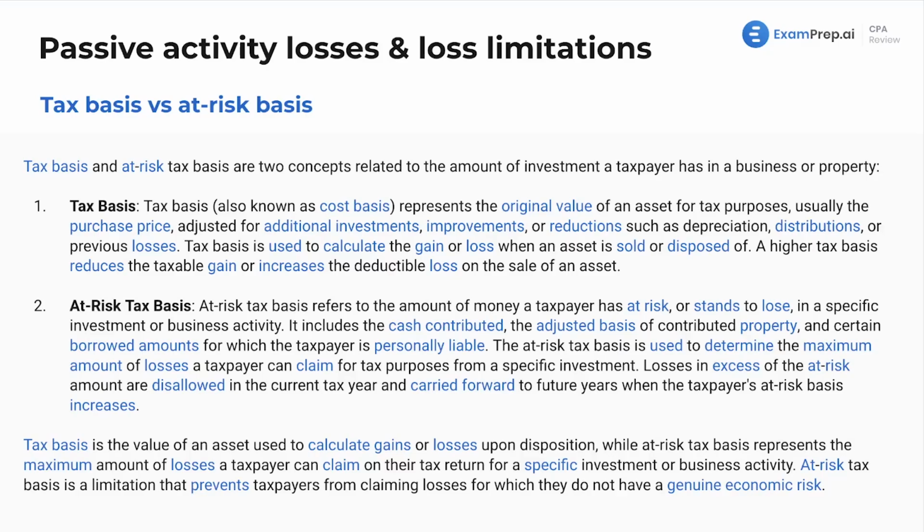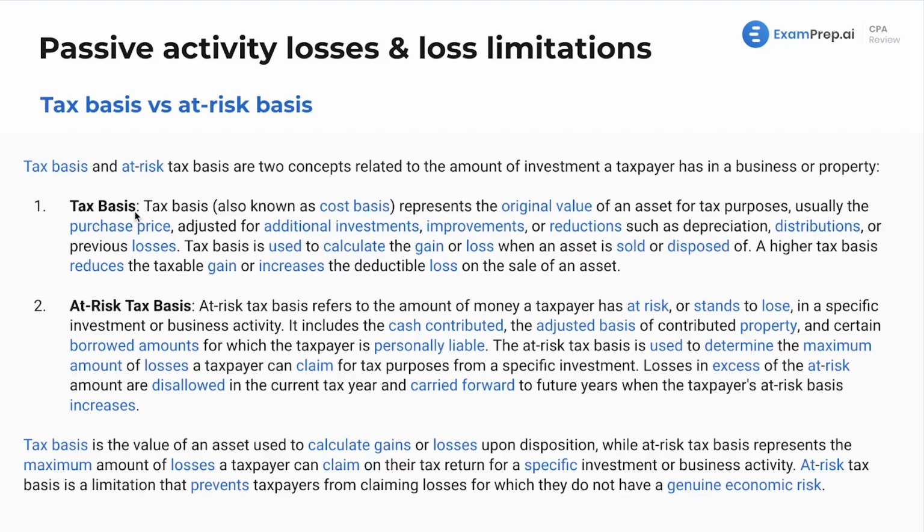Now we're diving more into that tax basis and at-risk basis, a lot of what we talked about as well, but even more. These are two concepts related to the amount of an investment that a taxpayer has in a business or property. Generally speaking, we're going to see this when it comes to partnerships. So, yes, we'll see it in other cases, but generally speaking, dealing with what's your tax basis in a partnership versus what's your at-risk basis in a partnership.